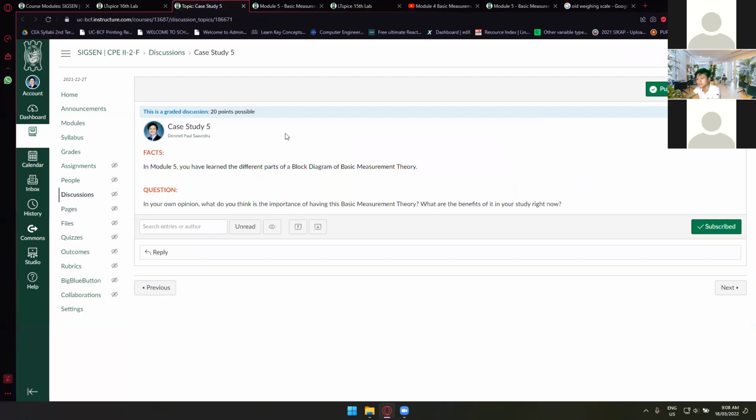Now for the last activity: in module 5, we have learned the different parts of a block diagram of the basic measurement theory. So in your own opinion, what do you think is the importance of having this basic measurement theory? Just reflect it to your life right now. What do you think is the benefit? What are the benefits of it in your study right now? Is it helpful? Was this able to help you with your journey right now, with your career right now? Just share your opinion.